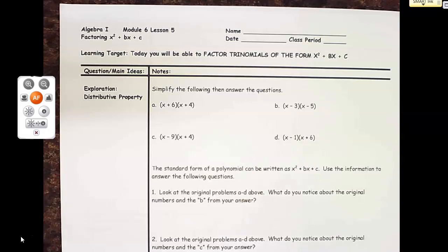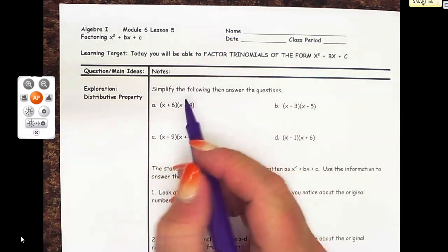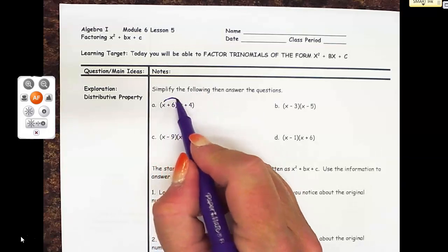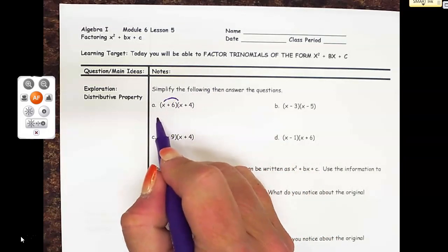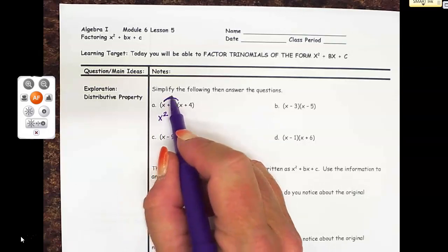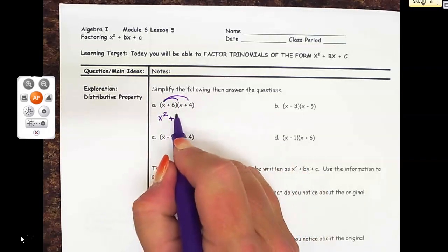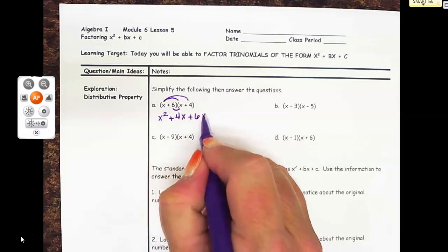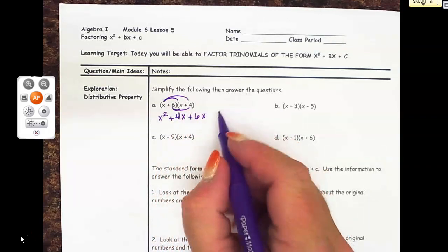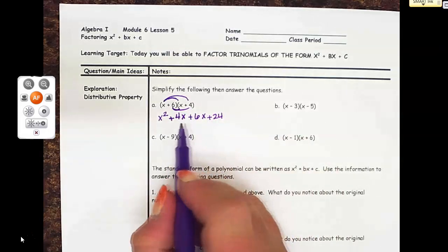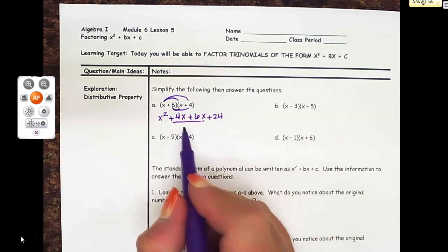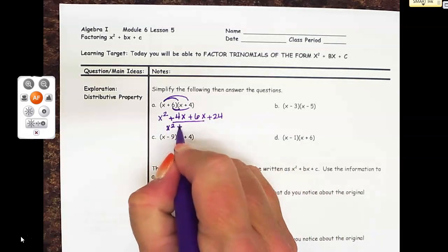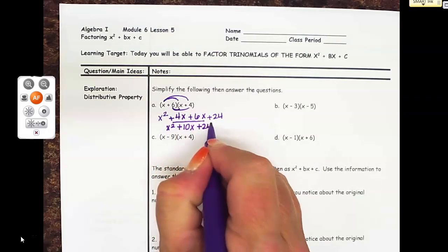So if you paused and you're back, I'm going to go ahead and start with letter A. I've got x plus 6 times x plus 4. I'm going to use the FOIL technique, so I'm going to multiply my first two terms, x times x. I get x squared. My outer terms, x times 4 is 4x. My inner terms, 6 times x is 6x. And my last term, 6 times 4 is 24. And then I'm going to notice that I have these two terms in the middle, and I'm going to combine like terms. My final answer for this one is x squared plus 10x plus 24.